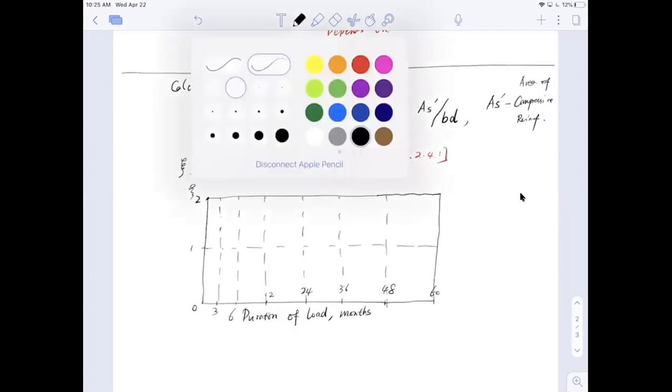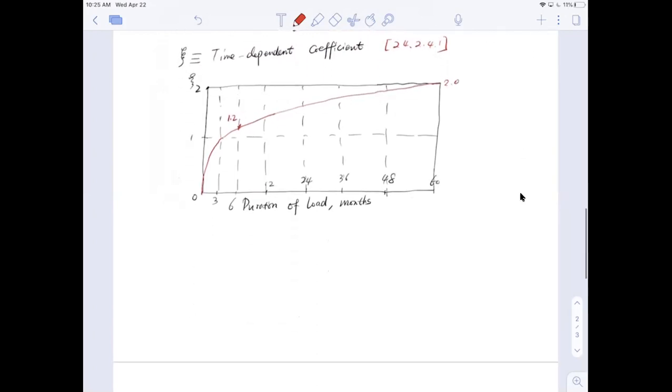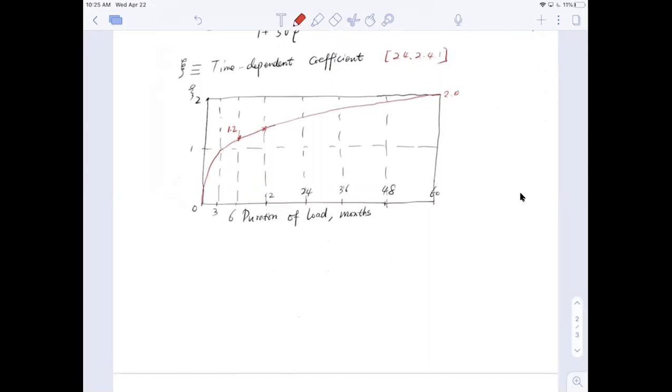Okay, so the curve actually looks like this. It will cross this line here, and go somewhere like that and all the way to the end, approaching 2.0. Now when it passes a half year, which is 6 months here, I have a number of 1.2. When I pass 12 months, which is right here, I have a number of 1.4.